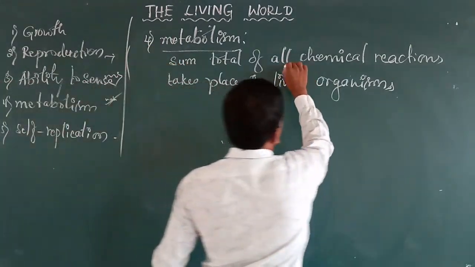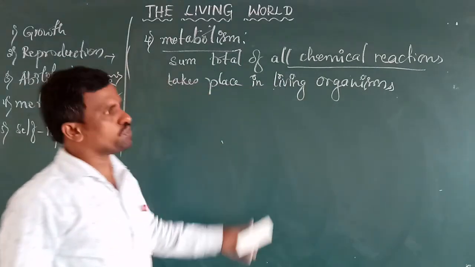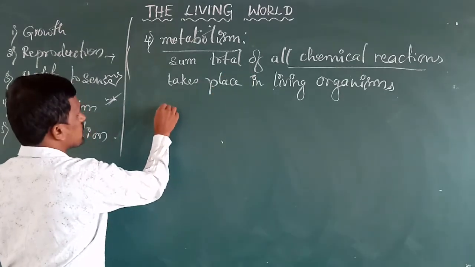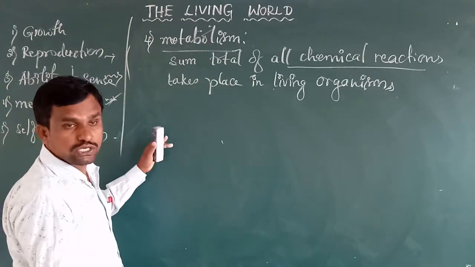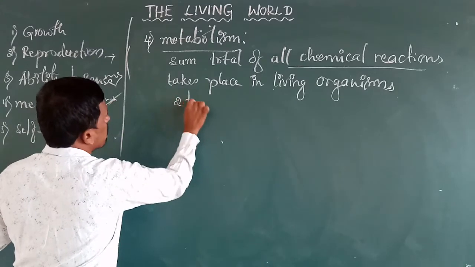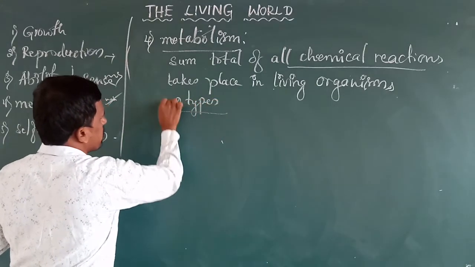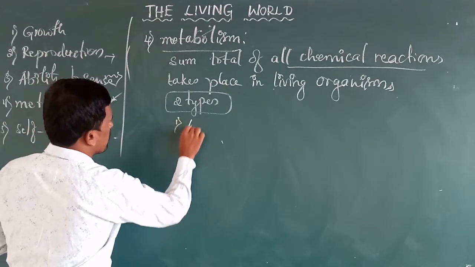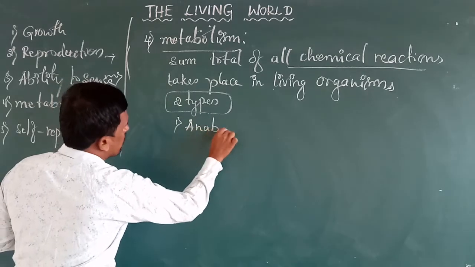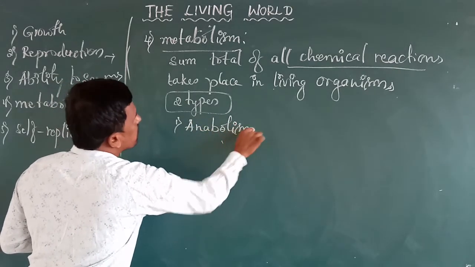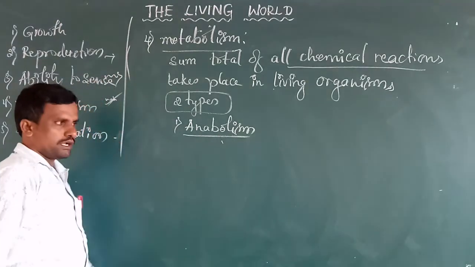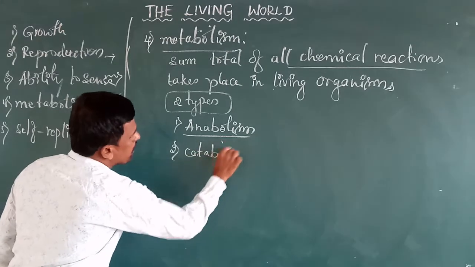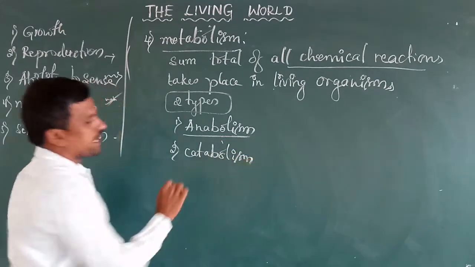So here, different chemical reactions take place in living organisms. These chemical reactions can be differentiated into two types. One is anabolism and another one is catabolism.